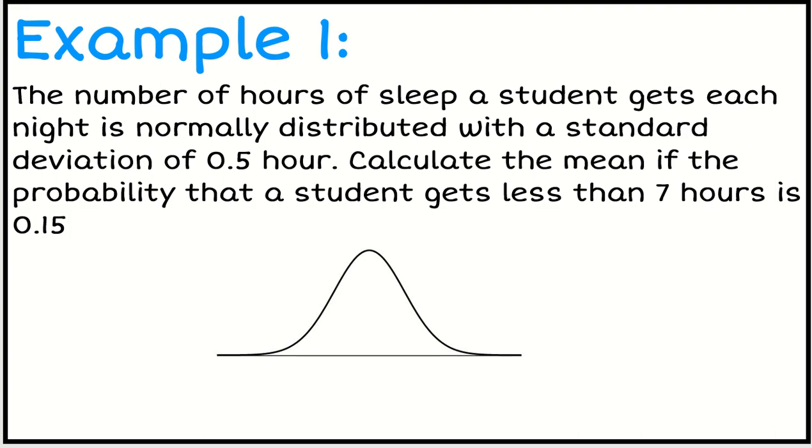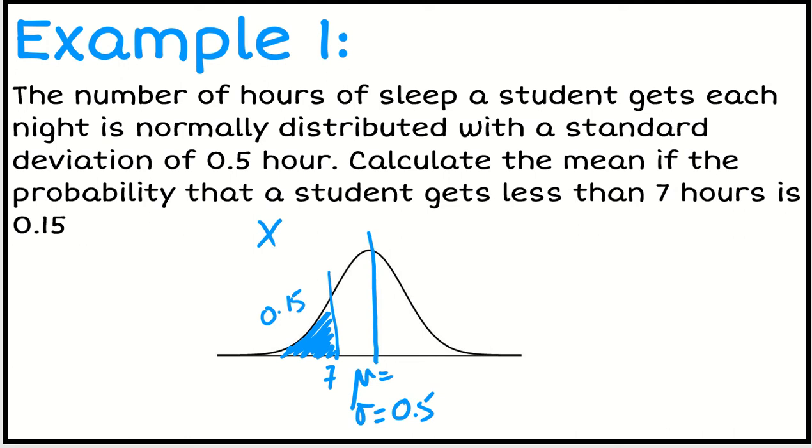So we're talking about the number of hours of sleep that a student gets each night is normally distributed and it's got a standard deviation of half an hour. So we don't know where the mean is, but let's just put that down. We know that it'll be in the middle, and underneath it I know my standard deviation is half an hour. So we want to find the mean if the probability that a student gets less than 7 hours, and there's my 7, that probability is 0.15.